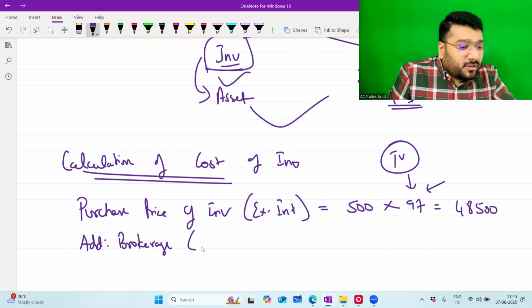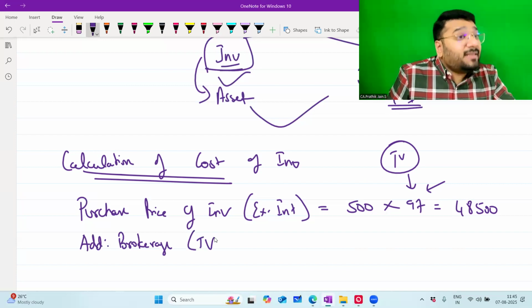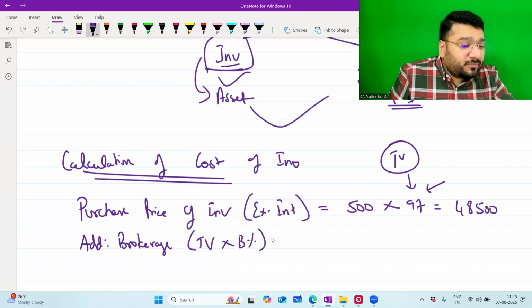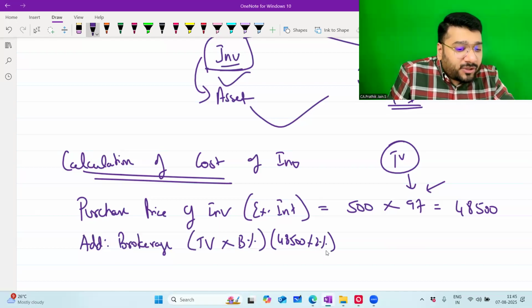Add brokerage, how much? Sir, transaction value means the value that has been transacted between two parties through the broker. Brokerage is called transaction value into brokerage commission percentage. So it is 48,500 into 2%. How much? 970. Okay.